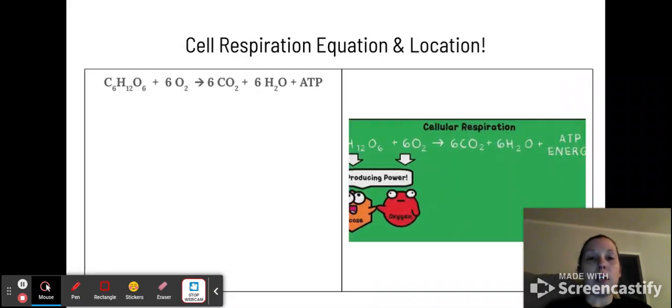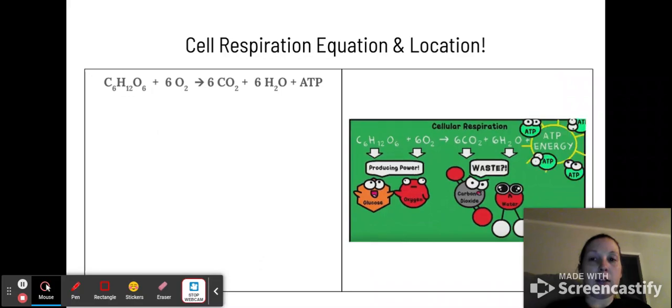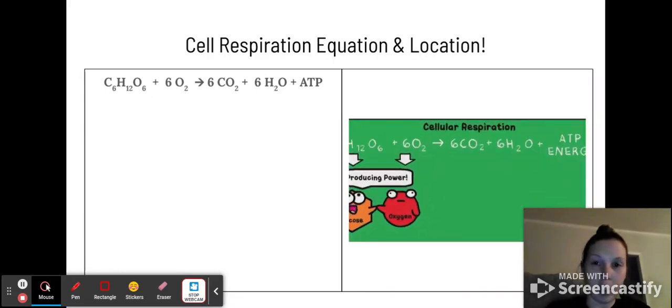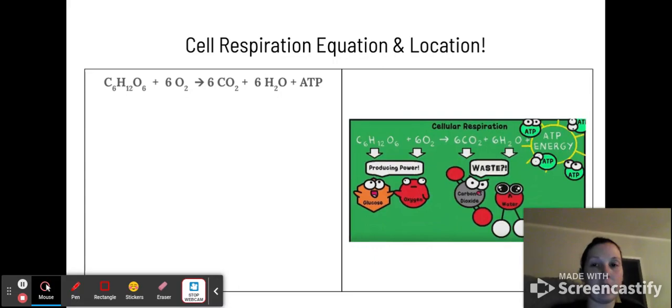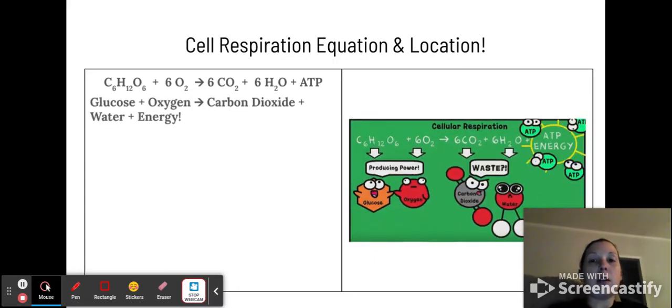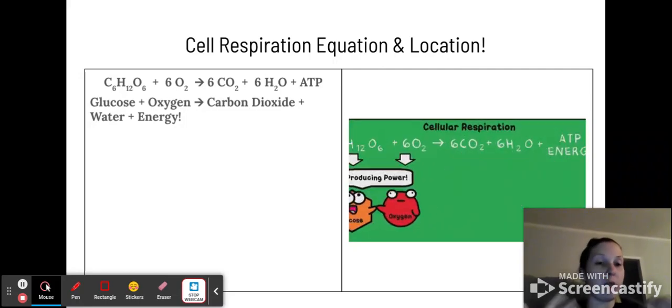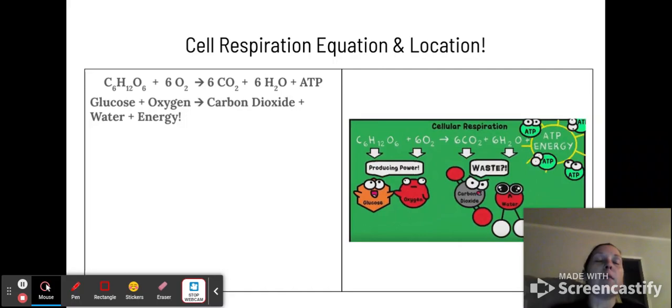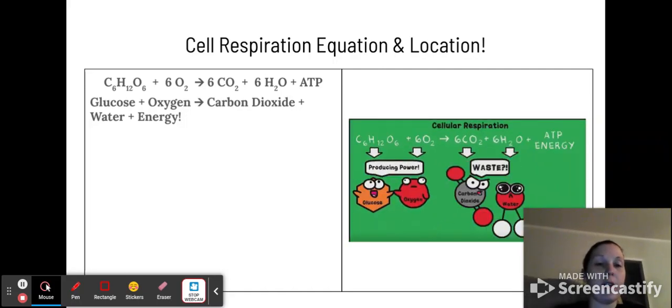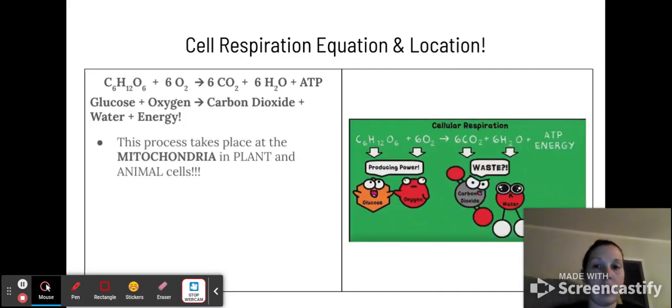So cellular respiration, the equation for that is glucose plus 6 oxygens will yield 6 carbon dioxides plus 6 waters and energy. So here's just the word formula for that. So we see that we take in sugars and we take in oxygen, which is why we breathe in oxygen. And as our body processes those, it releases CO2, water, and then the energy that we use on a daily basis.